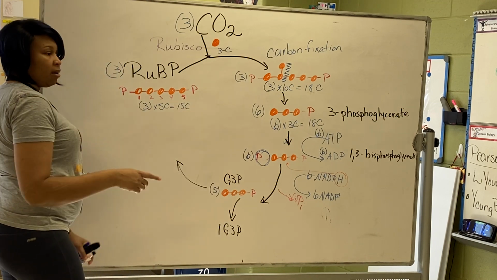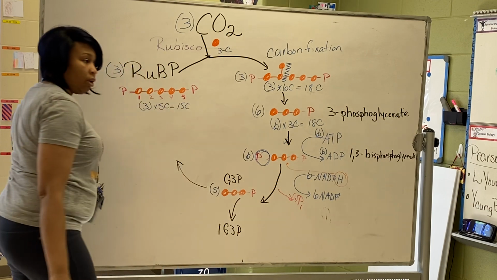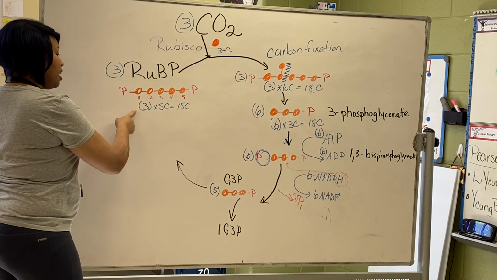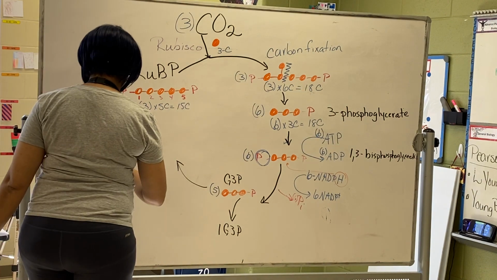to either be used immediately or combined to build other sugars, but that G3P drops out, leaving me with 15 carbons. All right, now the problem is I have 5 3-carbon molecules. I have my 15 carbons, but I need them in the form of 3 5-carbon molecules. So they have to undergo regeneration.